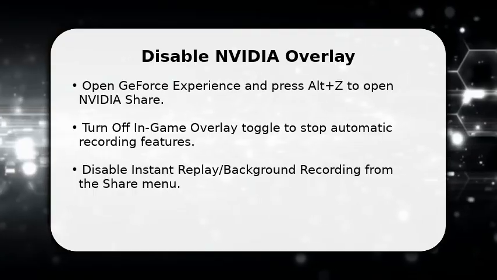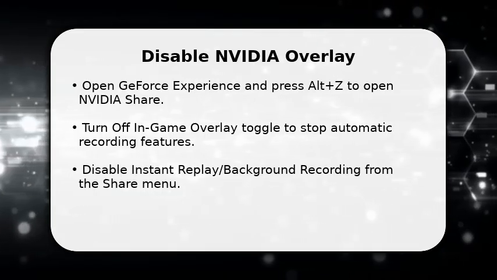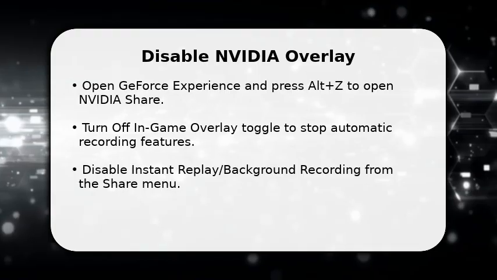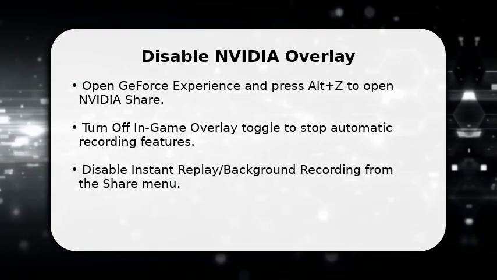You start by opening GeForce Experience and bringing up the Nvidia Share overlay with Alt+C. Once visible, turn off the in-game overlay toggle. That immediately stops shadow play features from running.